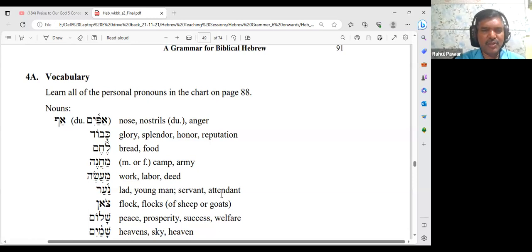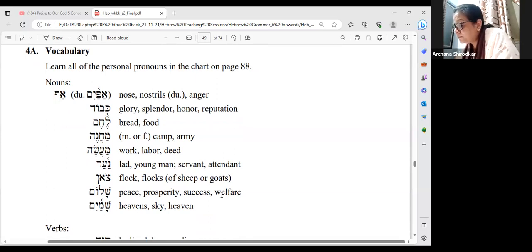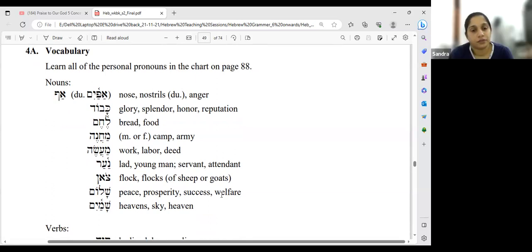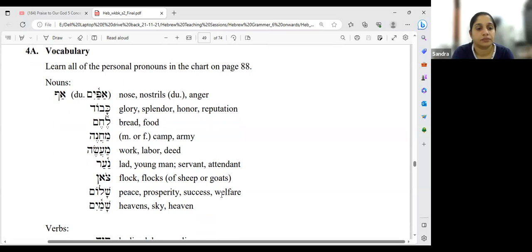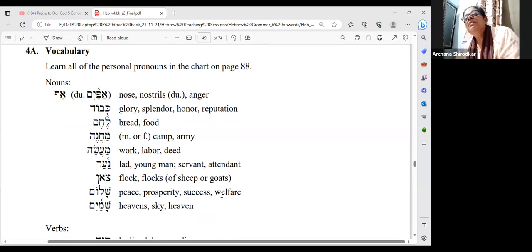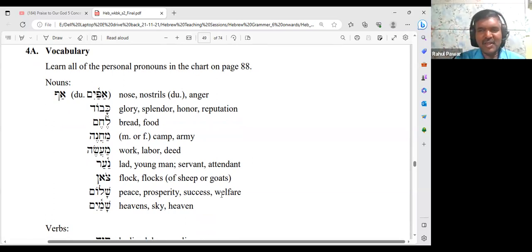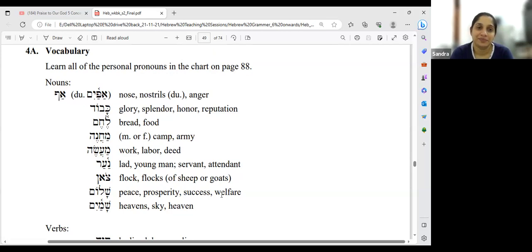Okay, repeat after me, vocabulary. Apayim, or af. See, anger: when a person is angry, even when God is angry, we can see the anger by nose. For example, when a monkey is angry, you can see his anger through the nose. Similarly, when God is angry, the word most of the time in biblical Hebrew is used as apayim or af. That is nose, nostrils, anger.